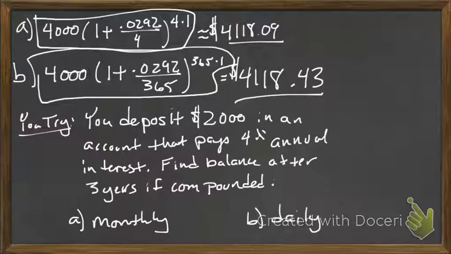What I'd like you guys to try right now is the following. Let's say you deposit $2,000 in an account that pays 4% annual interest, and I want you to find the balance after 3 years, not 1 year anymore for this problem. It's going to be for 3 years if you compound monthly for part A, and for part B if you compound daily. So see if you can work those out.